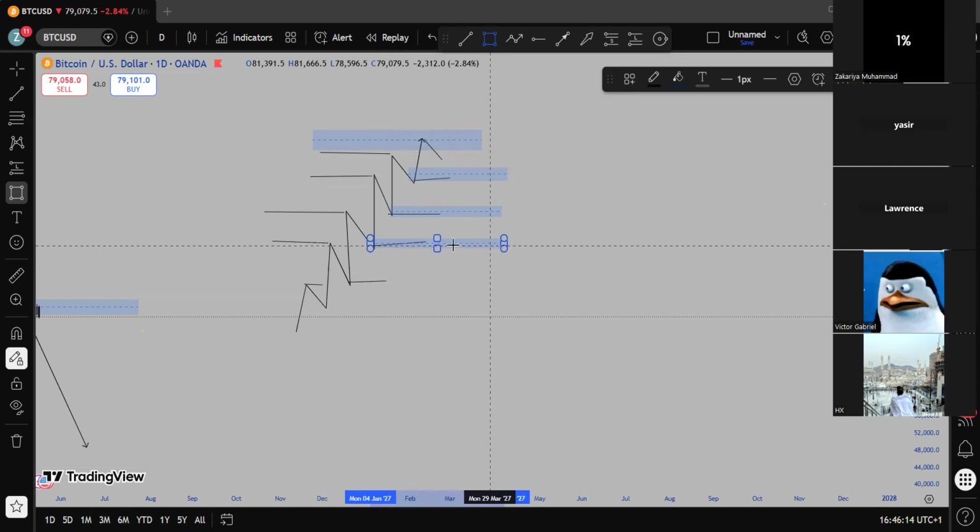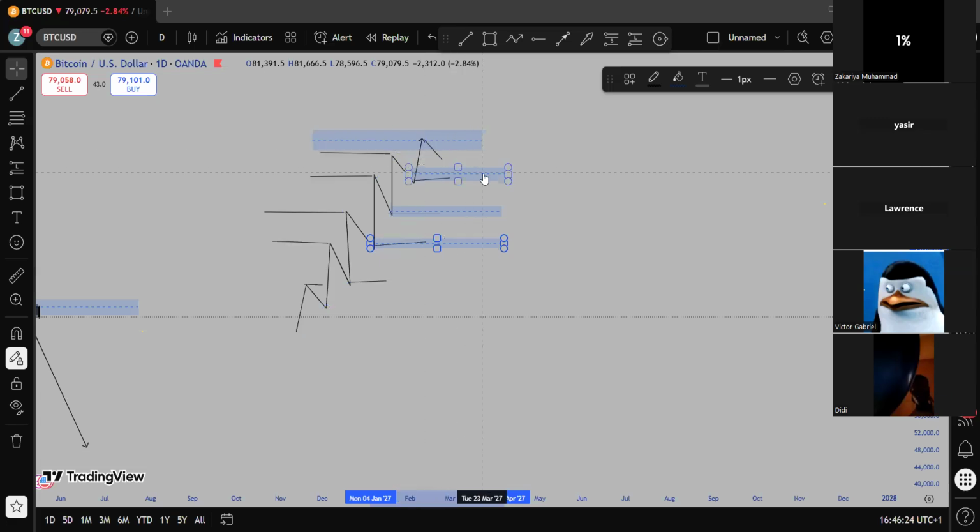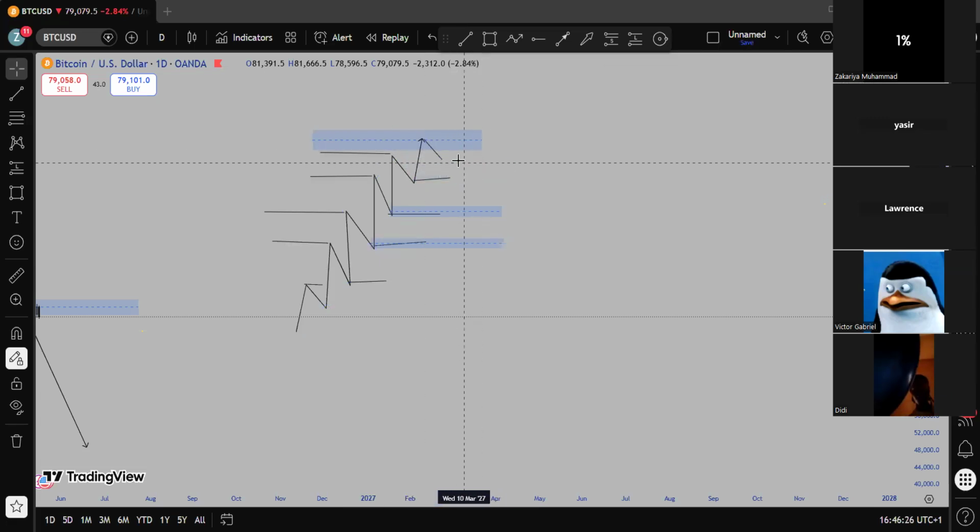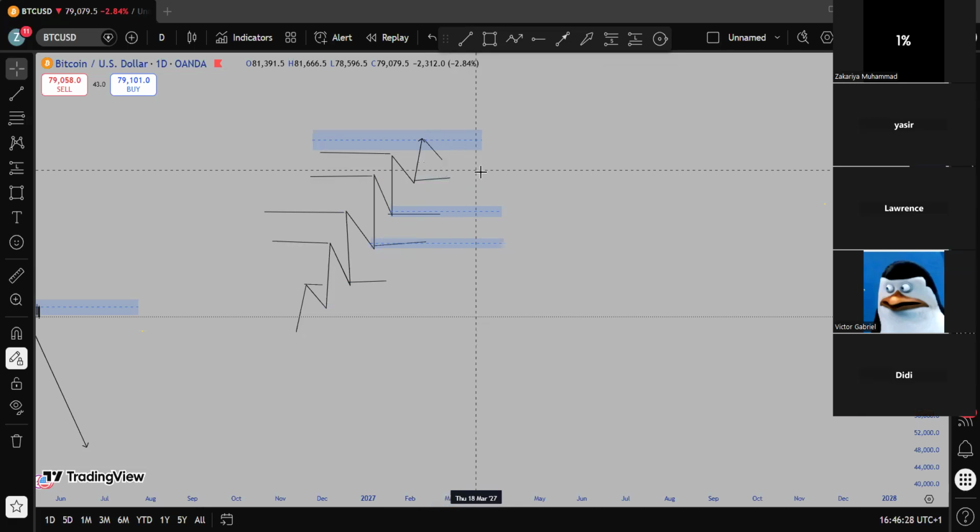There's a lot of institutional orders. So anytime markets invalidate this last high, the purpose of this low now is what? To cause a break of structure to the upside. This is the purpose of this low.